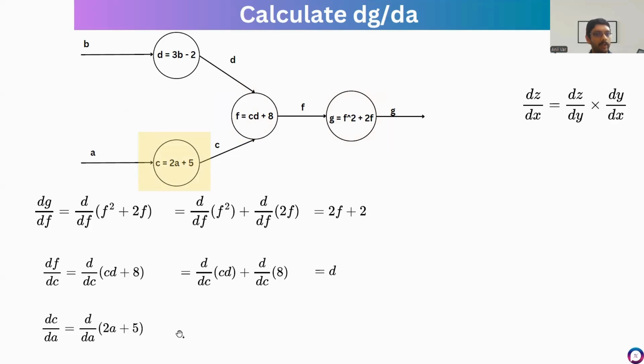And then the last term, dc by dA. So d by dA of 2a plus 5. Again, we've broken it down with some rule. D by dA of 5, the derivative of a constant, goes away. D by dA of 2a is 2. So we've got dg by df, df by dc, and dc by dA.